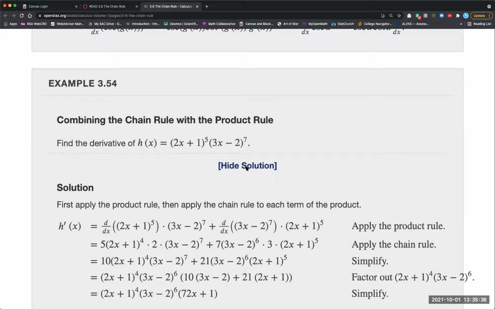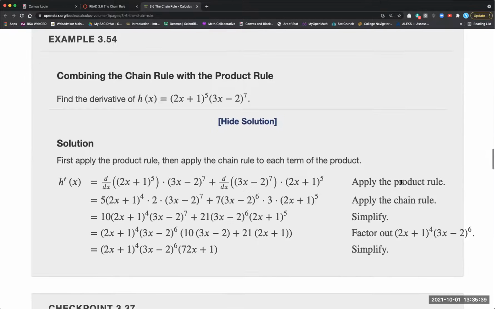Here's a product rule. Do you see how, when we look at this, in a different color, I would say, okay, there's your u, there's your v, or you say there's your f and g. h prime of x is going to be u prime v plus v prime u. And then you calculate, there's your u, there's your v. You say u prime equals 5 (2x plus 1) to the power of 4 times 2. v prime would be equal to 7 (3x minus 2) to the power of 6 times 3.